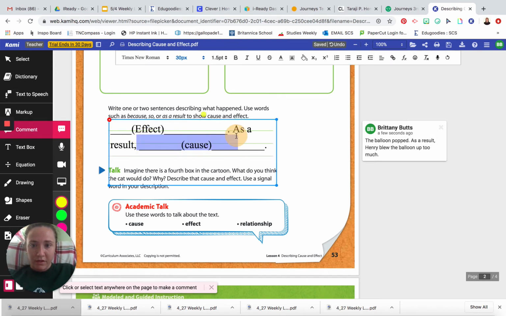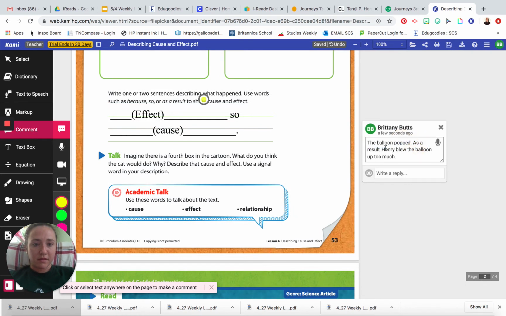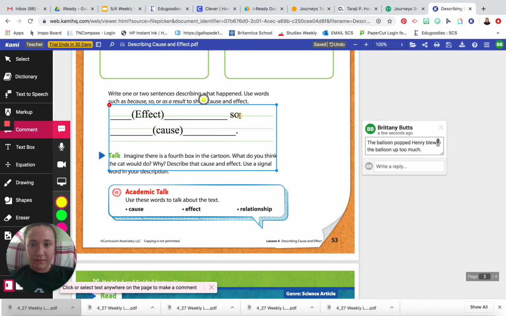How about if we use the word so to join our two ideas? Let's see if that makes sense. The balloon popped. So Henry blew the balloon up too much. Does that make sense? No. Our ideas are flip-flopped.